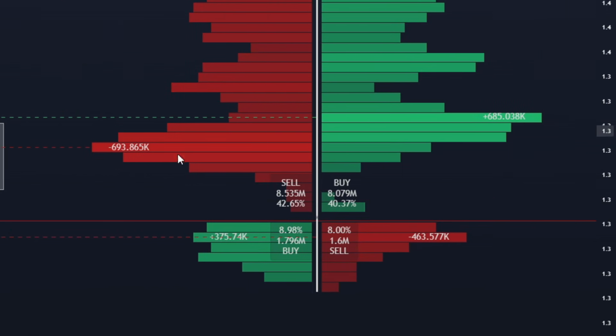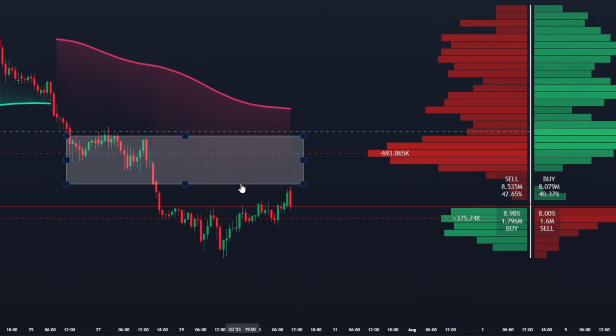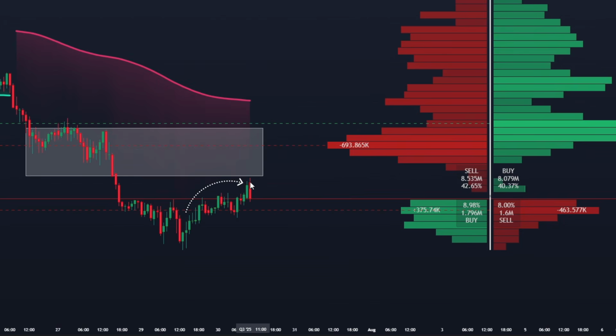Third, we check the volume percentages again. For a sell setup, we want the upper sell percentage to be stronger than the upper buy percentage. That tells us that area was dominated by sellers. Once we've found that zone, we draw a rectangle across it, then wait for price to come back up.